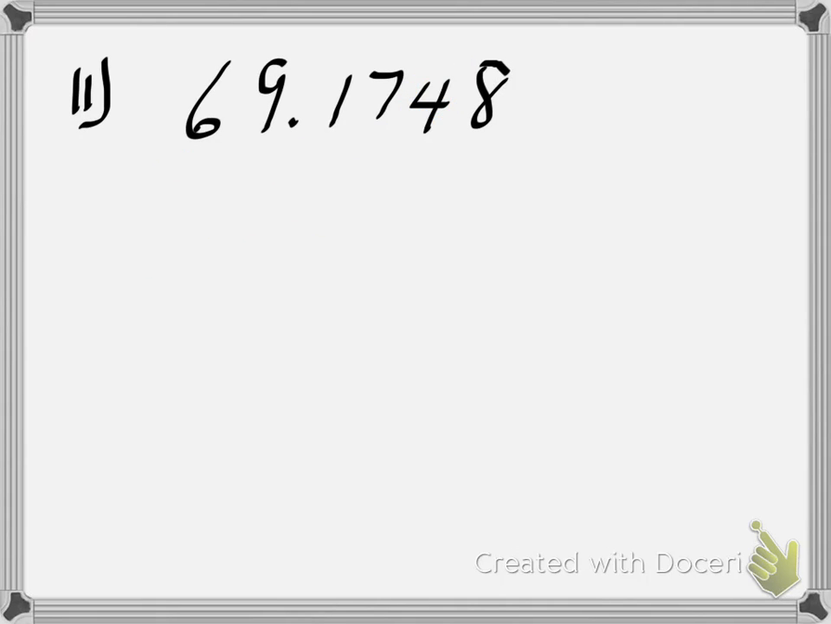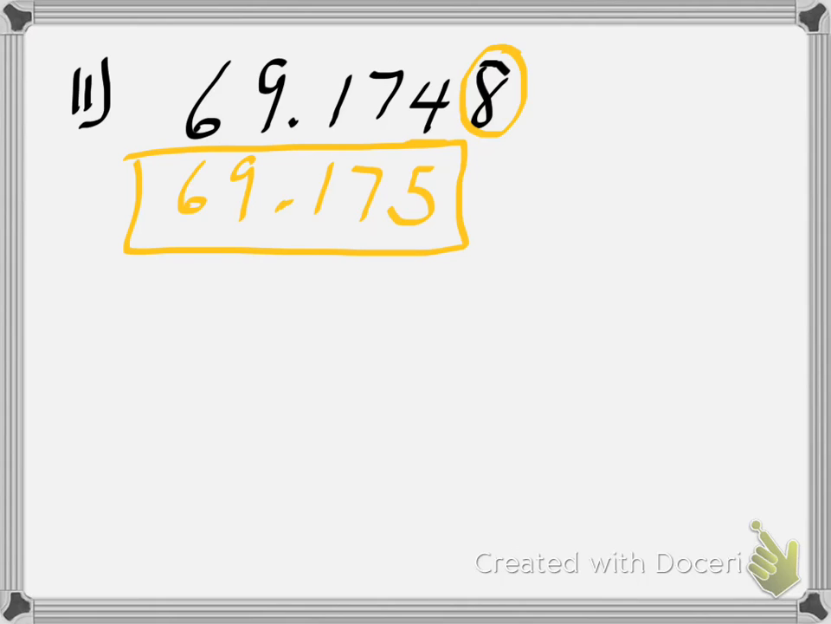And our last one, we're rounding to the nearest thousandths. So here we have our tenths, our hundredths, and our thousandths. So 4 is in the thousandths place. We look next to it. 8 is more than halfway, so that's going to change the 4 into a 5. Everything else here is going to stay the same. And we're going to have 69 and 175 thousandths. Okay, so once again, we read this as two numbers, 69 and 175, and then we say the word thousandths.